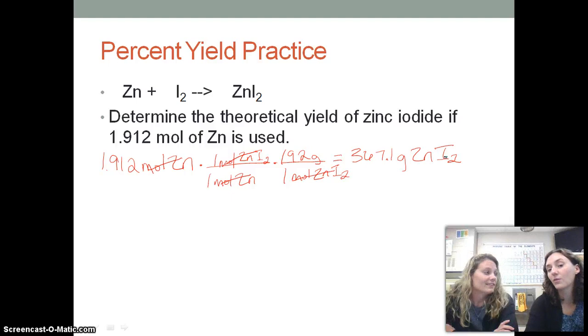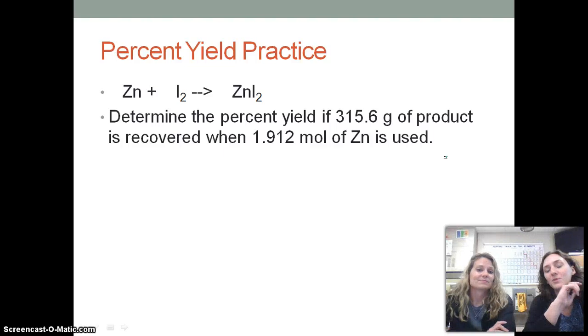However, you're going to use this math that you just did in your next problem, so don't just forget what you did. It's written right above. Determine the percent yield if 315.6 grams of the product is recovered. If you see something like recovered or obtained, that's going to be your actual yield. That's what you made. And notice this says when 1.912 moles of zinc is used. Well, we just did 1.912 moles of zinc, so use what you had before. That's your theoretical. In this problem, we give you your actual.